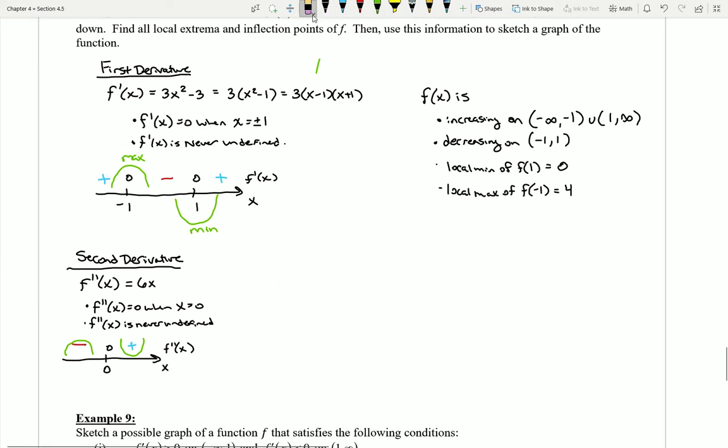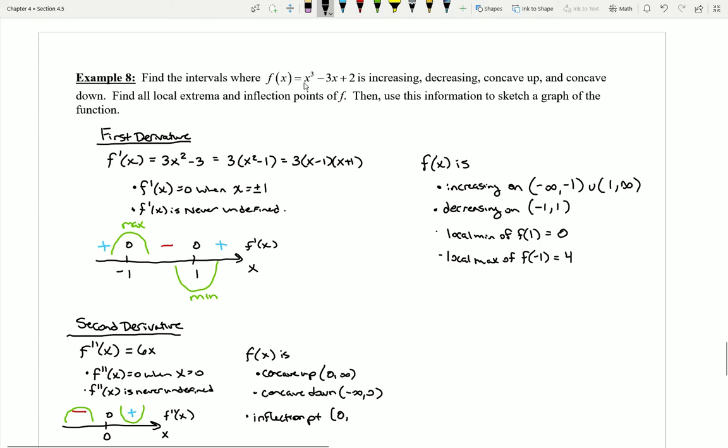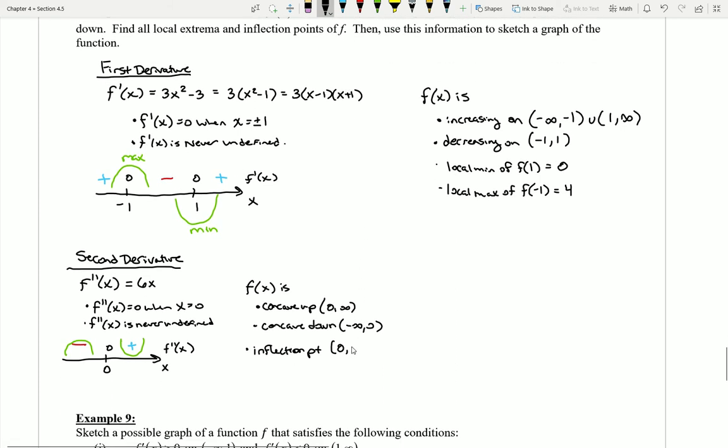So I'll go ahead and summarize this over here as well. I'll state that f of x is concave up on the interval from 0 to infinity. It is concave down on the interval from negative infinity to 0. And we have an inflection point of 0, comma, and I'd have to go all the way back to my original function to find the point on the graph. Notice if I plug in 0, I would get 2 back. So 0, comma, 2.